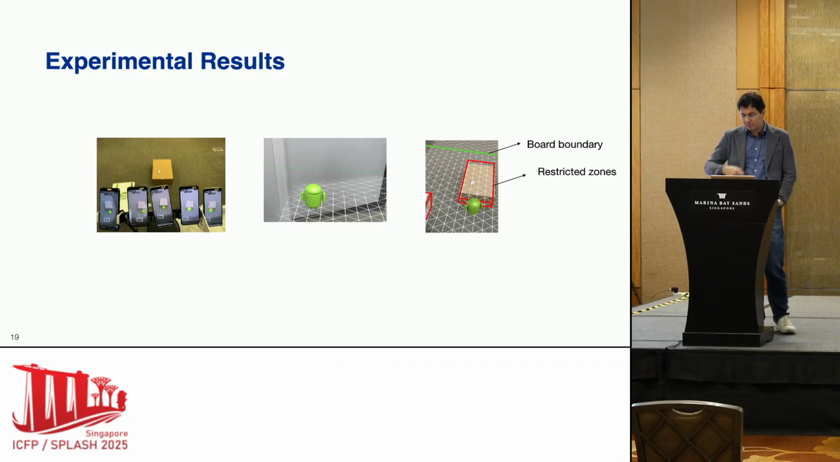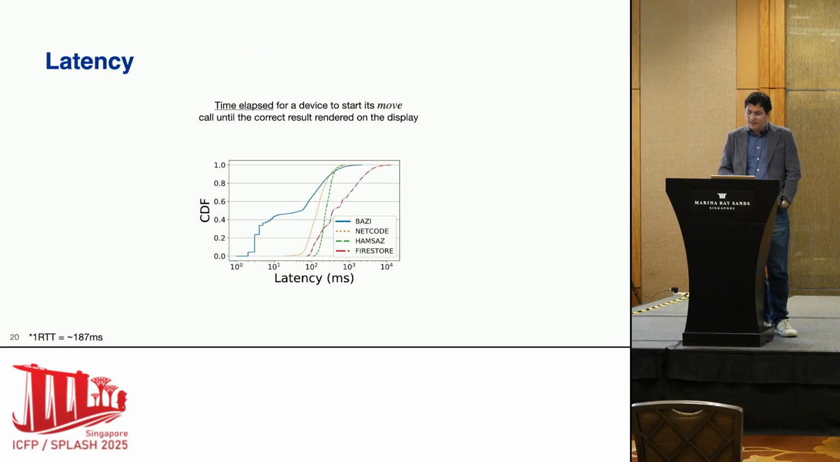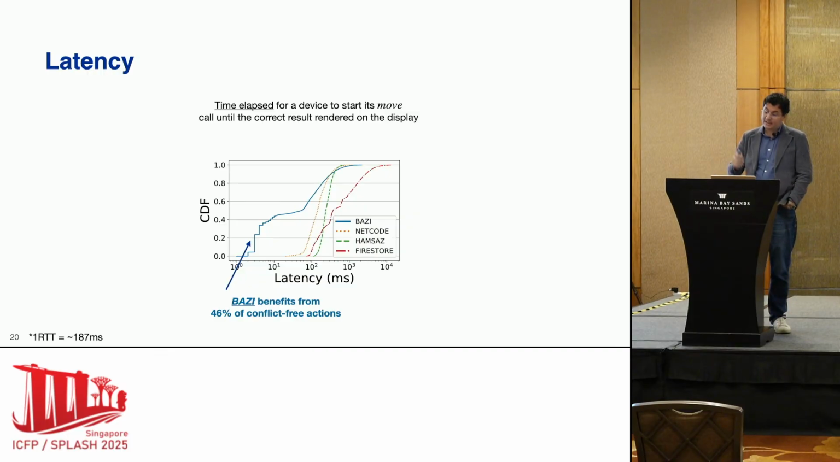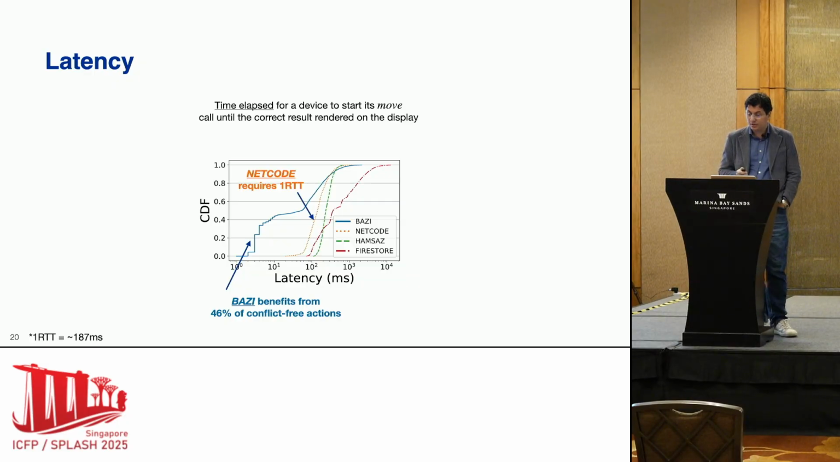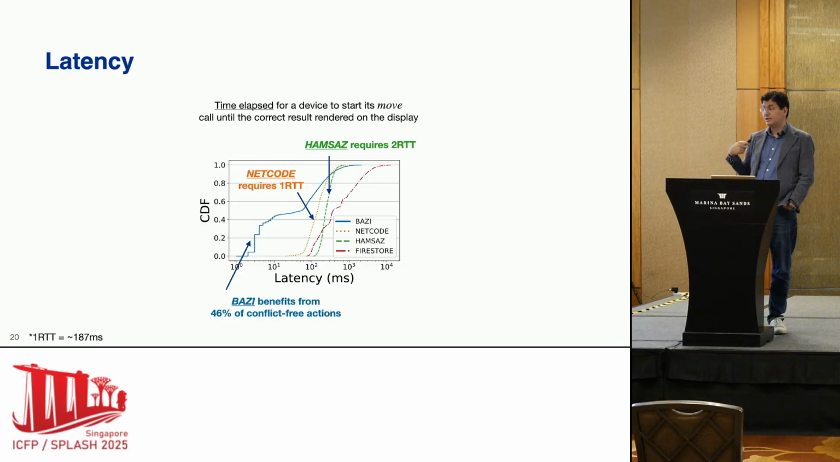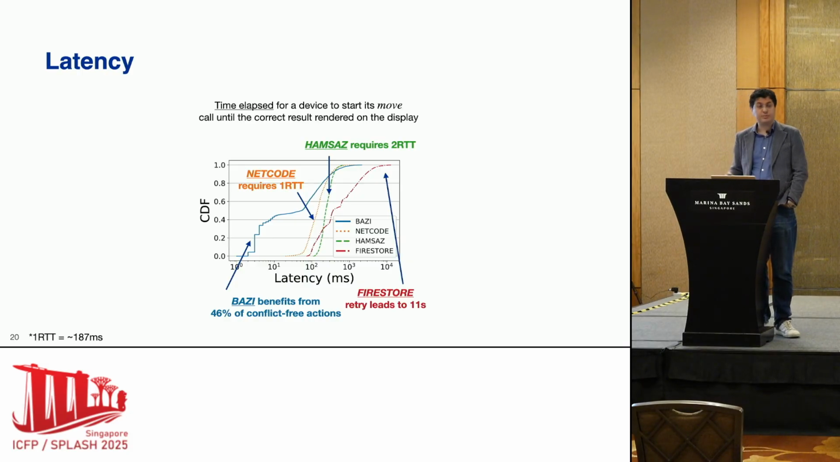So we did experiments on devices up to 7 and with different restricted zones, as I showed you. Our latency is the smallest because we can do a lot of operations locally. But the latency for netcode is much higher because it has to do at least 1 round trip of communication between nodes. We avoid that. Hambazi, our own tool, is even worse. Our past tool was even worse. It has to do 2 rounds because it does consensus for each action. So they have higher response time. And eventually, Firestorm is the worst because it has to go to the server and then come back in the cloud.